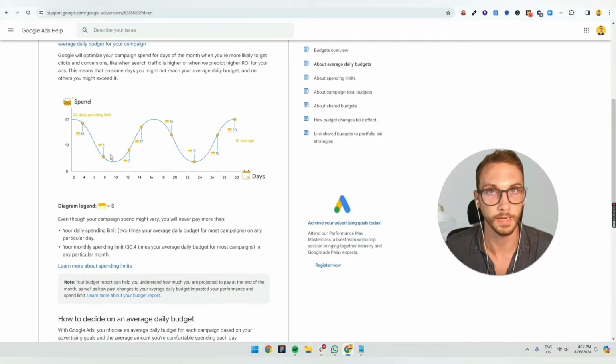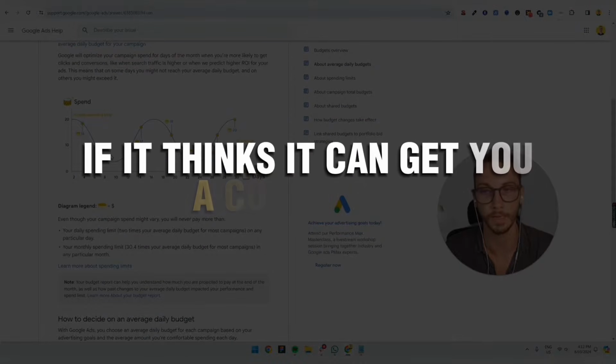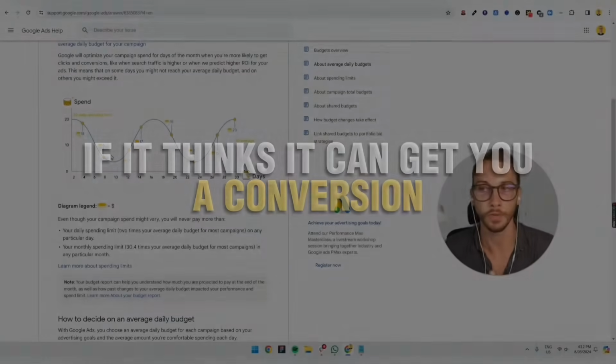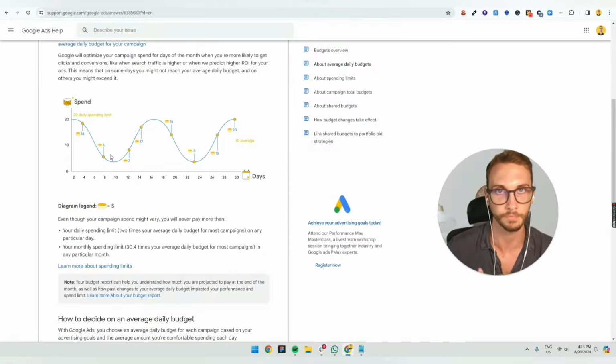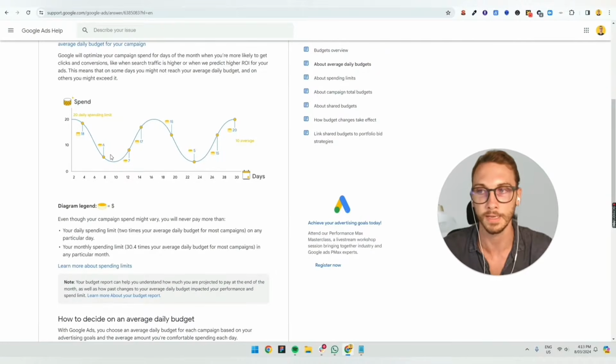So if you want to spend $10, it will sometimes spend double that if it thinks that it can get your conversion on that day. So it works on a lot of different algorithms and metrics to figure out, is this person ready to buy? Let's take a risk and let's pay a little more to see if we can get that sale or that lead or whatever. So that's how Google works.